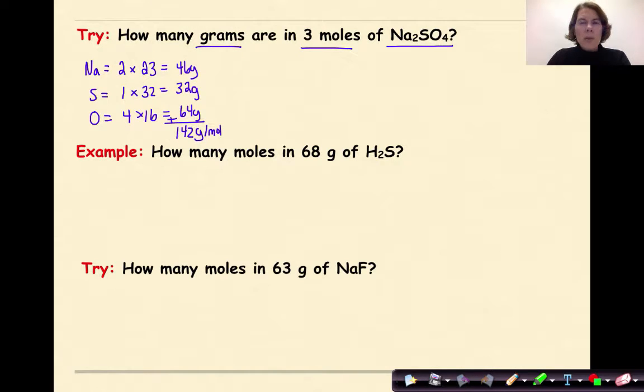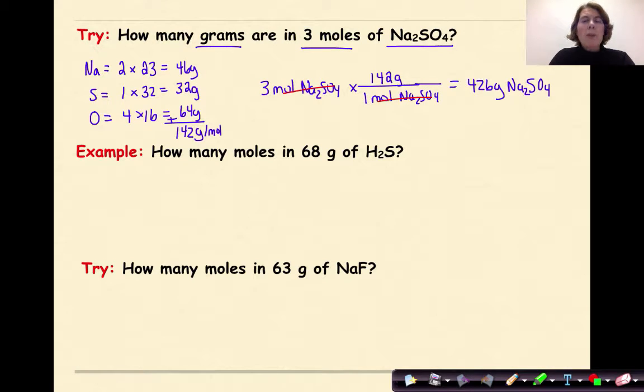So now that I have the gram formula mass, I can work on this conversion. My given is 3 moles of Na2SO4, multiplication sign and a line. I know that 1 mole of Na2SO4 is going to be equal to the gram formula mass, which I just calculated to be 142 grams per 1 mole. I am going to make sure that my units cancel, so moles cancel moles, and then my final answer is going to be 3 times 142, and if I work that out, I will get 426 grams of sodium sulfate.